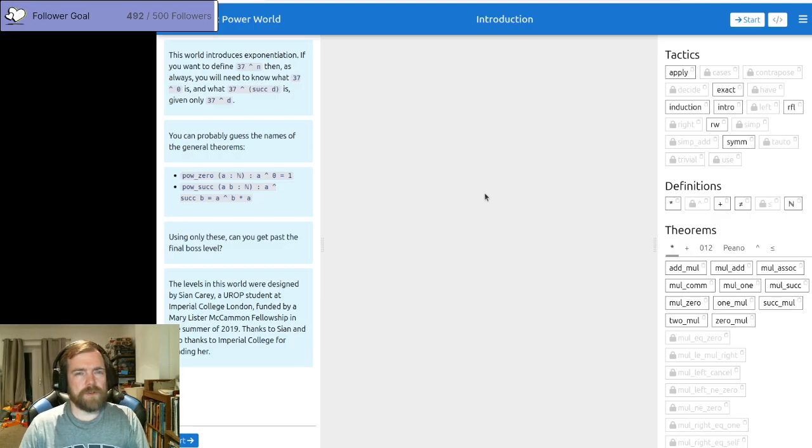Alright, this world introduces exponentiation. If you want to define 37 to the n, then, as always, you will need to know what 37 to the 0 is, and then get successors, etc. You can probably guess the names of the theorems: pow_zero, pow_succ, and succ b is equal to a to the b times a. Using only these, can you get past the final boss level?